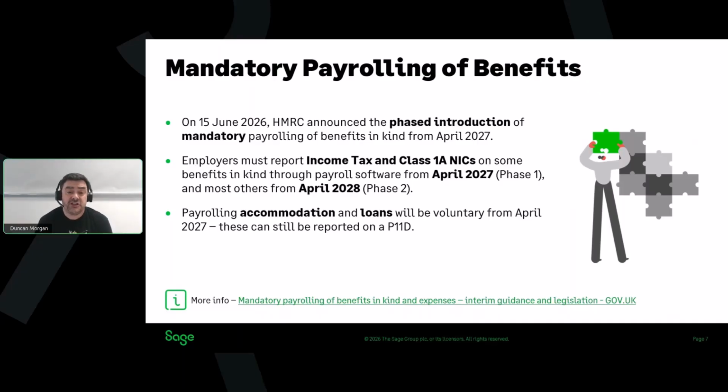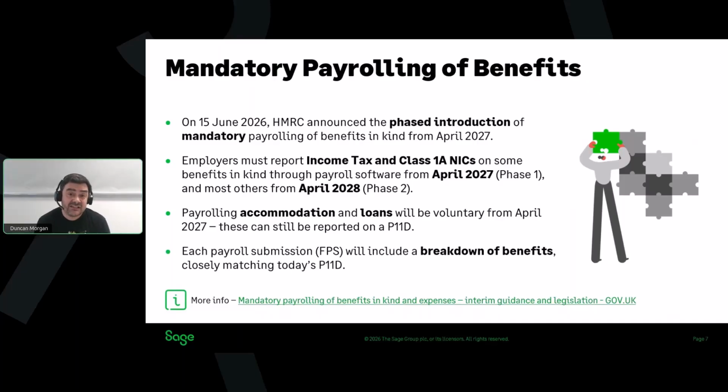Now from April, payrolling accommodation and loans will be voluntary, so you can register to do that. However, those benefit types will still be able to be reported on a P11D. And then the FPS, including the details of the benefit in kind, will include more granular detail on the type of benefits for the ones that are mandated, closely matching the information that is currently submitted on a P11D.